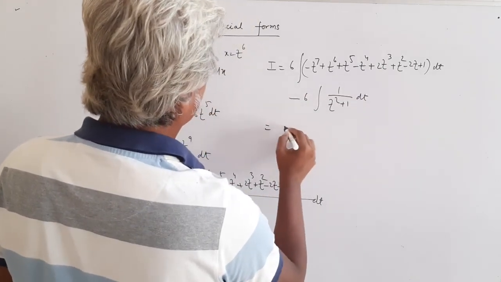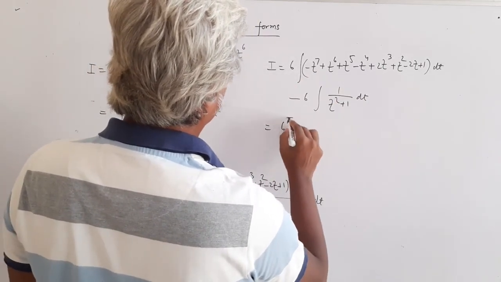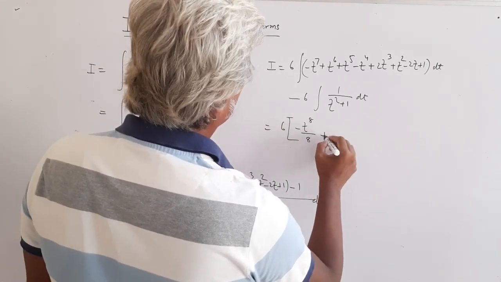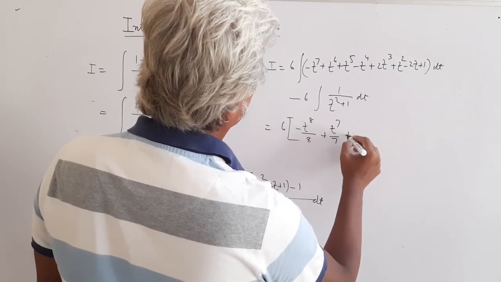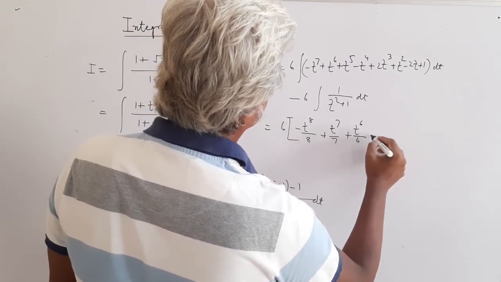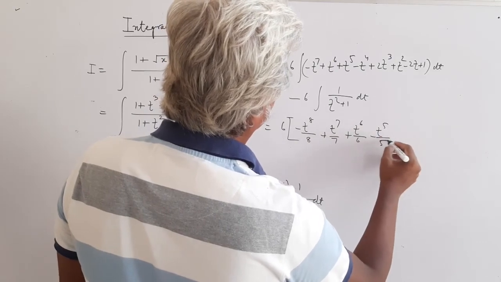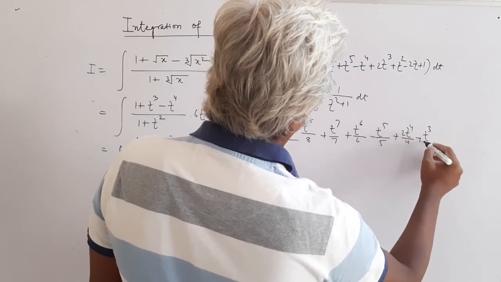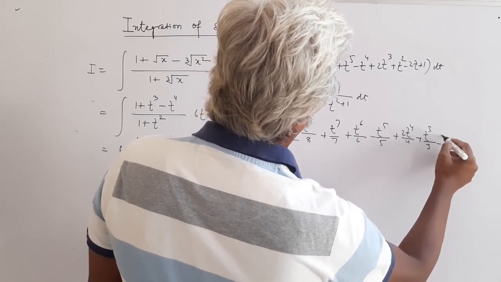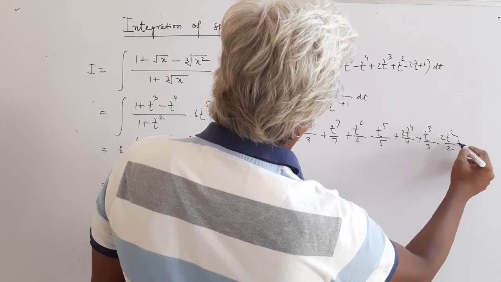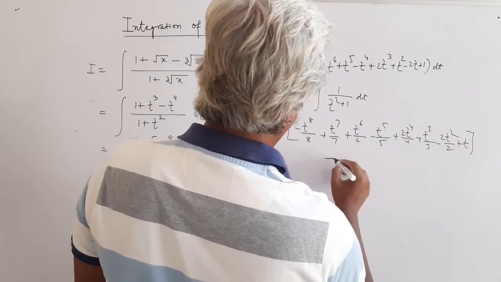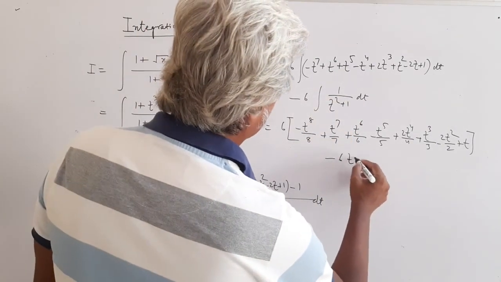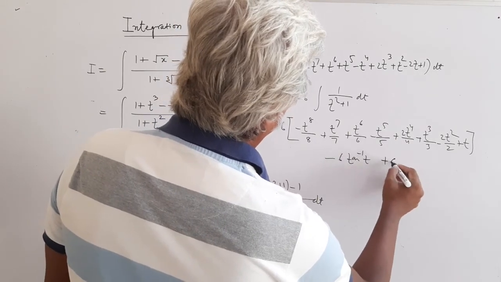Now I integrate this. This will become, I write in this expression, minus t to the power 8 over 8 plus t to the power 7 over 7 plus t to the power 6 over 6 minus t to the power 5 over 5 plus 2t to the power 4 over 4 plus 2t to the power 3 over 3 minus 2t square over 2 plus t minus 6. This is 1 over t square plus a square, that is tan inverse t. So this is tan inverse t plus c.